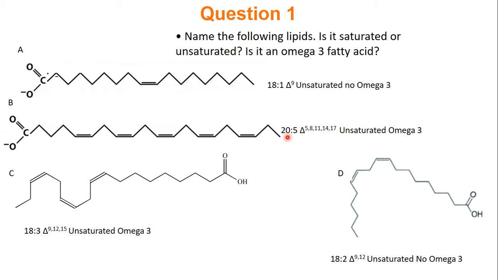All right, moving on. So we have a 20 carbon lipid, 5 double bonds, delta 5, 8, 11, 14, 17. Unsaturated, this is an omega-3, so omega-1, omega-2, omega-3. Now we have an 18:3 delta 9, 12, 15, unsaturated, omega-3, and an 18:2 delta 9, 12, unsaturated, no omega-3.